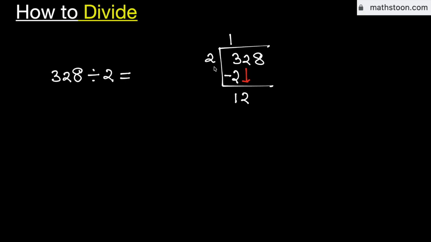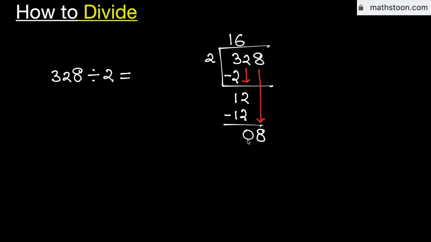And we know that 2 times 6 is equal to 12. Subtract, we get 0. Now this 0 is less than 2. That is why we need to bring down this adjacent 8 here. Look that this is the number 8.